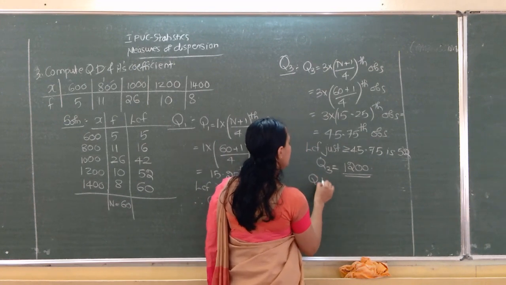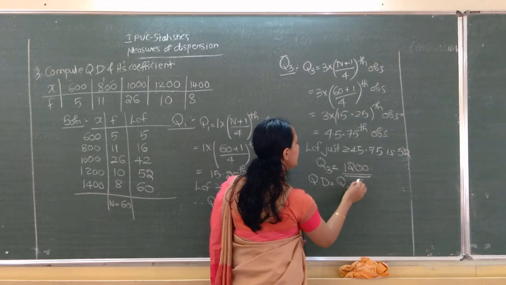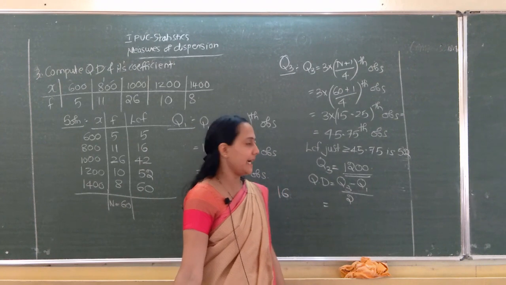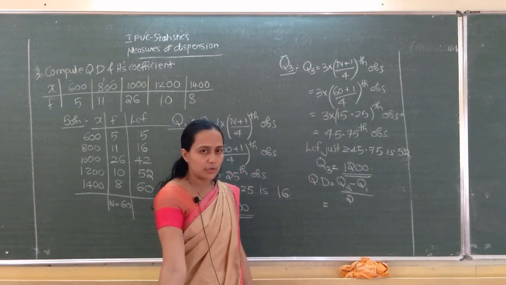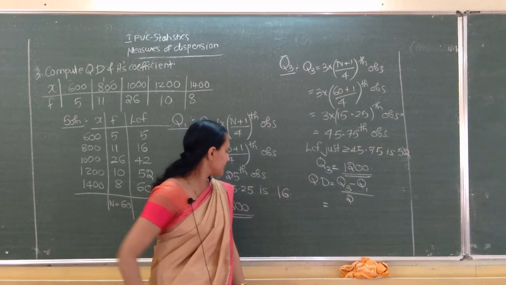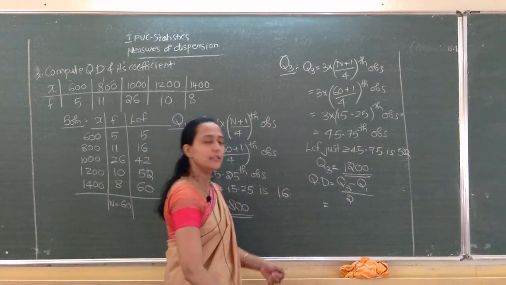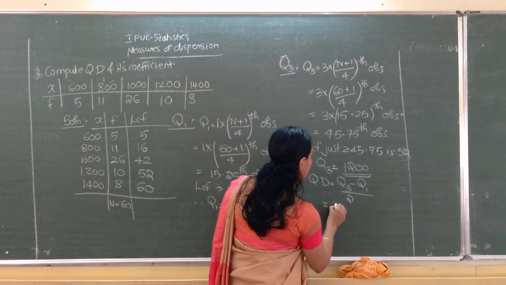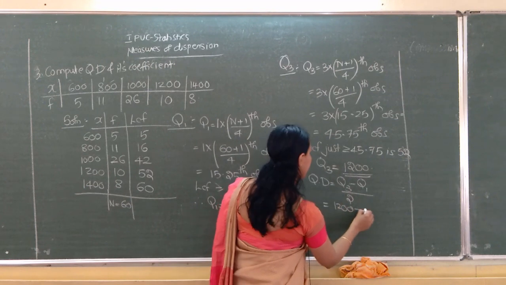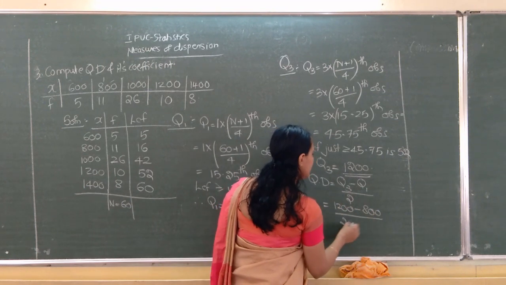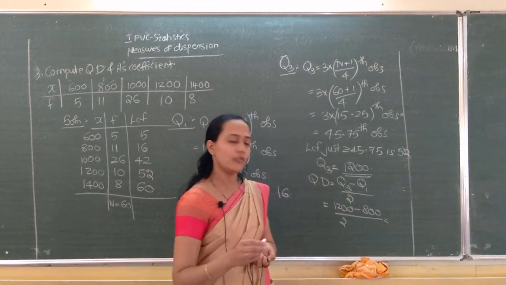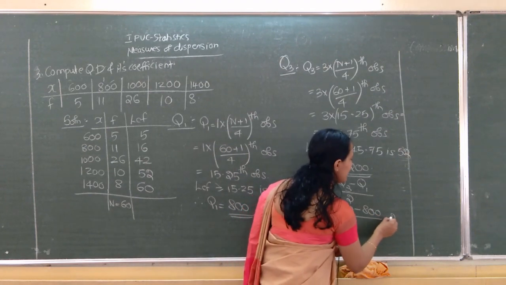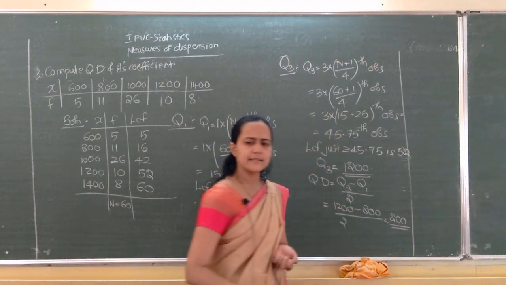Then QD, QD equal to Q3 minus Q1 divided by 2. Q3 is 1200 minus Q1 is 800 divided by 2. 1200 minus 800 means 400. 400 divided by 2, that is 200. QD is 200. Clear na this one?